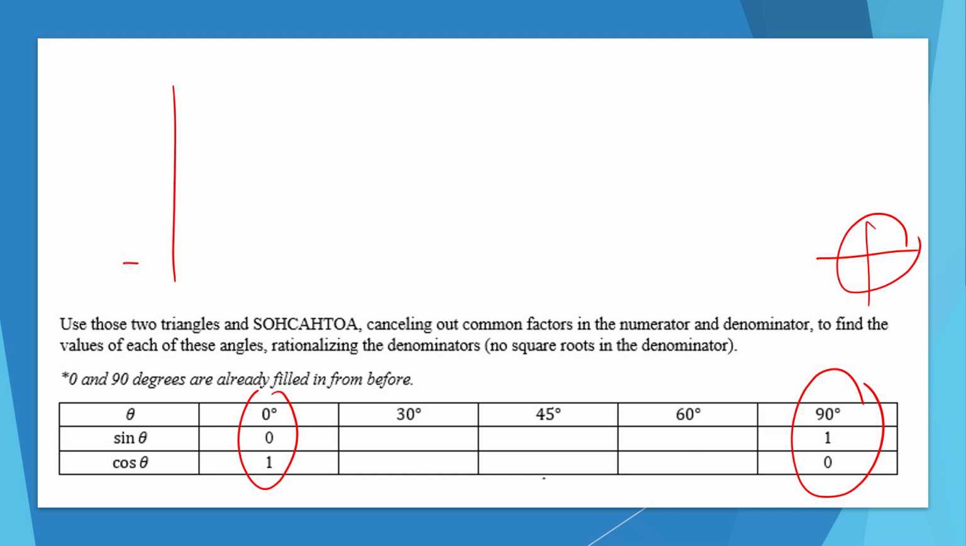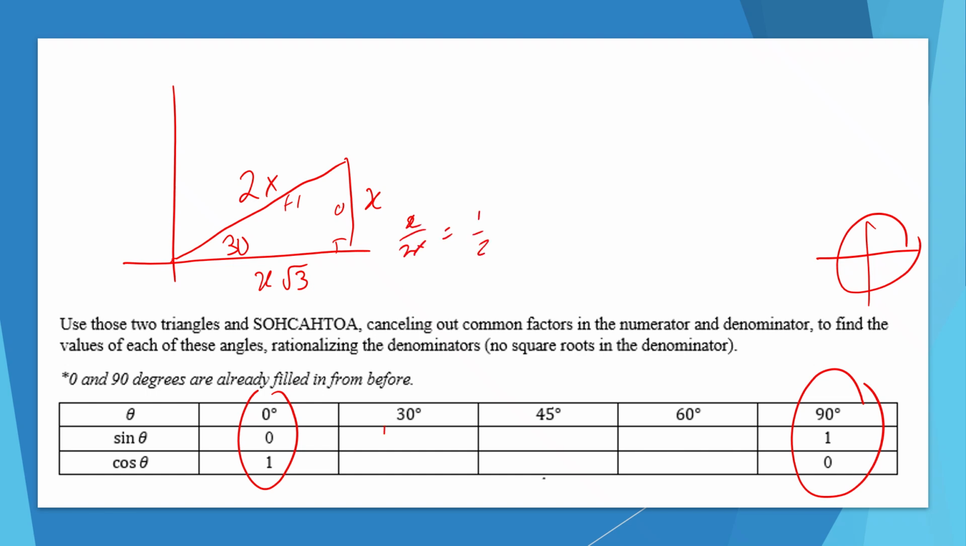If we have a 30-degree angle, then this would be a right angle. And remember, for a 30-degree angle, the sides are going to be x, x root 3, and then 2x in this case. And now, simplifying this, we want sine of 30 degrees. So sine of 30 degrees is going to be opposite over hypotenuse. So x over 2x, which will simplify to 1/2. So sine of 30 degrees is going to be 1/2 there.